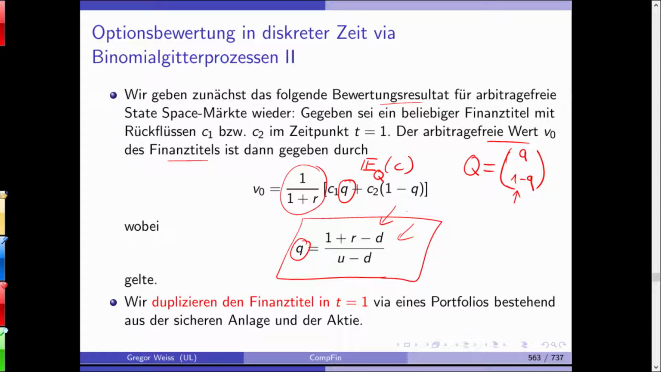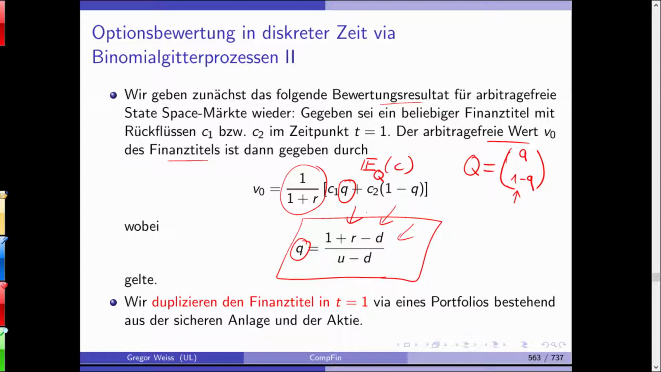You can look it up in the textbooks, because this is a very simple market with one instrument and two states. You can quite easily show that in this scenario there is one probability, and it can be calculated by (1 plus r minus d) over (u minus d). This is the first result here, and if you choose q like this, then the prices are arbitrage free.